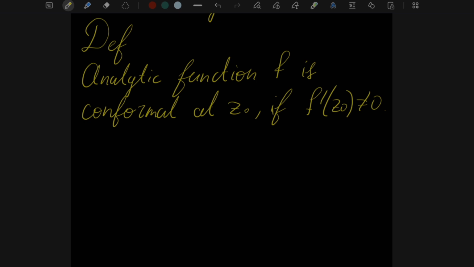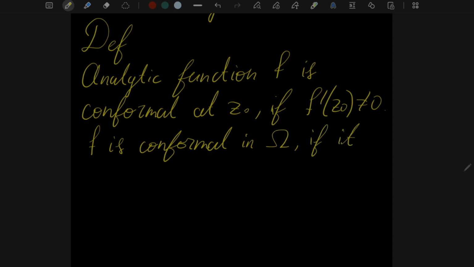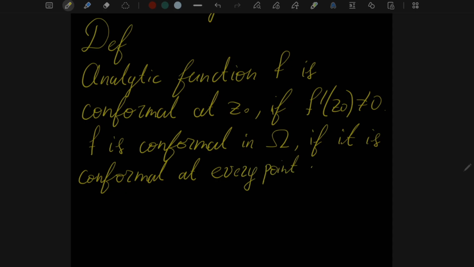And we also define the conformality in a domain if it is non-zero at every point in the domain, of course. Okay, so we have defined the conformality in a domain too.